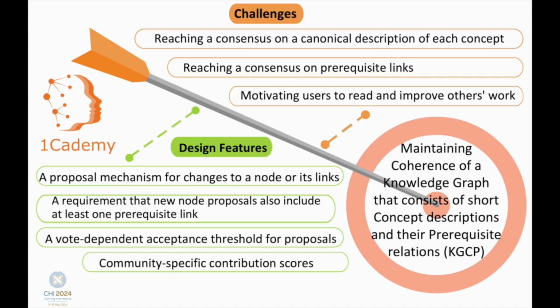We designed 1Cademy to address the challenges of maintaining a coherent KGCP. It features a proposal mechanism for changes to a node or its links, a requirement that new node proposals include a prerequisite link to an existing node, and a vote-dependent acceptance threshold for proposals. You can see all these while I edit, add, and vote on nodes in 1Cademy.